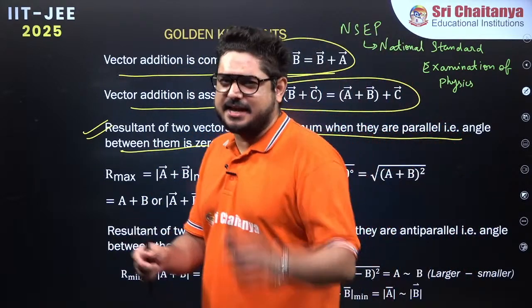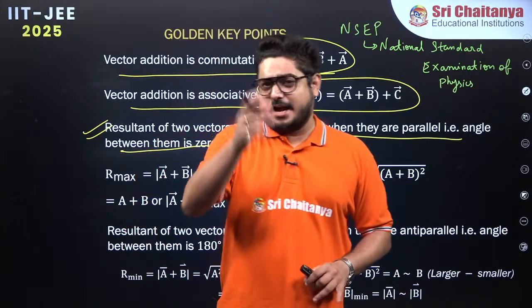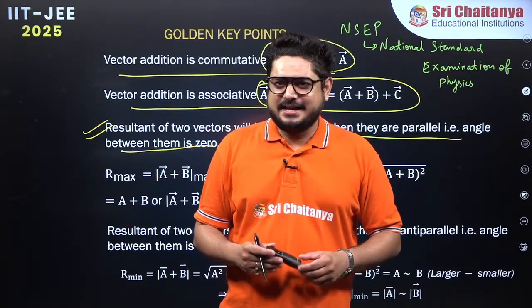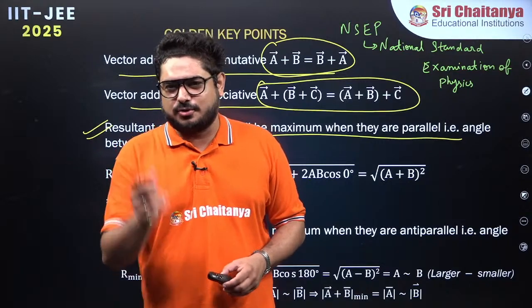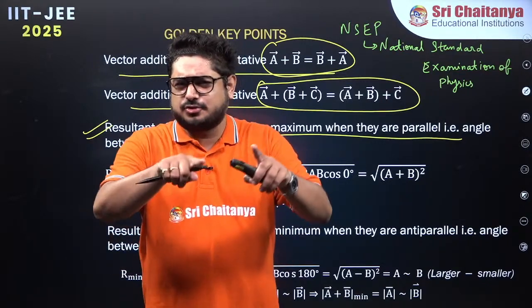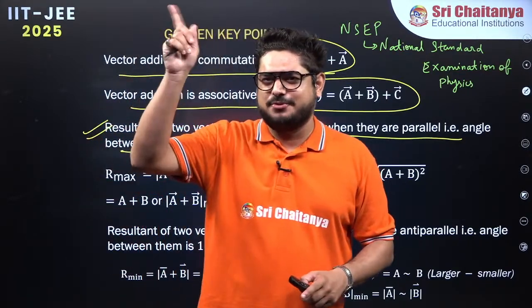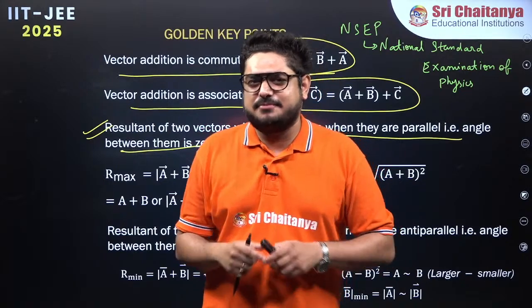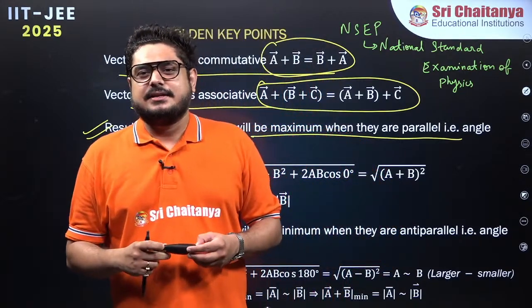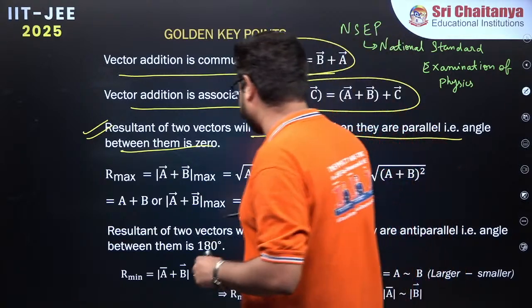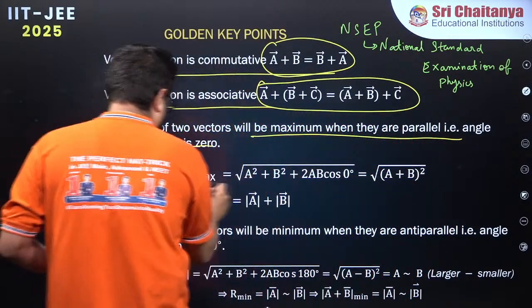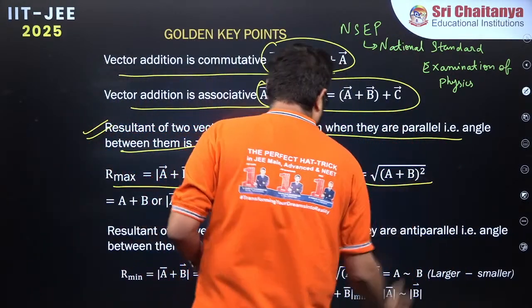In the previous class I gave you 3 examples with 3 angles, 0, 180 and 90, and you were the one to tell the answer to the question, if you can recall. In between those two forces, 4 and 3 newtons, we got the maximum value when the angle between them proved out to be 0 degrees, and R max you can write down as A plus B. This is going to be the expression.